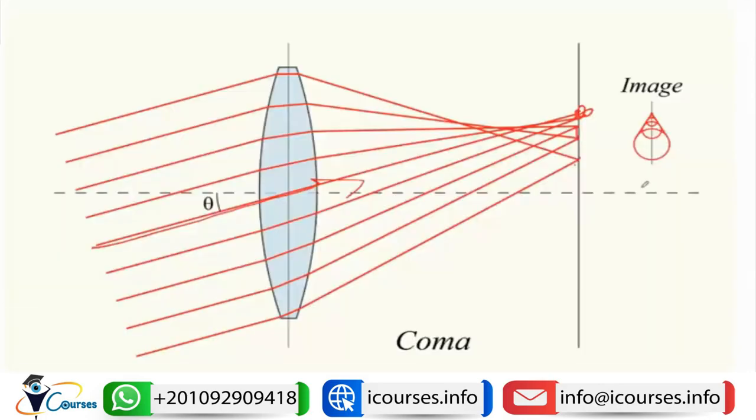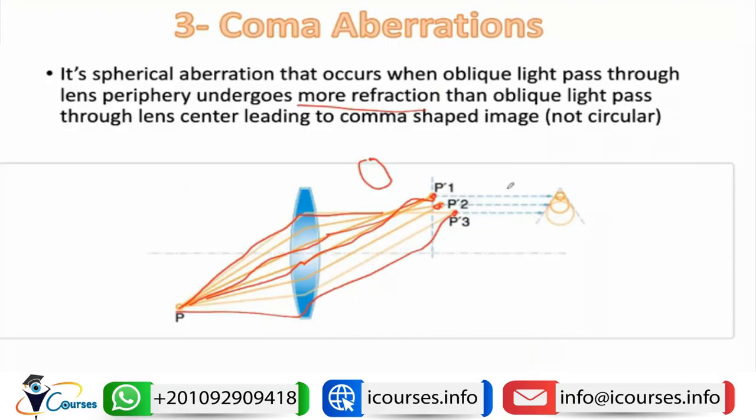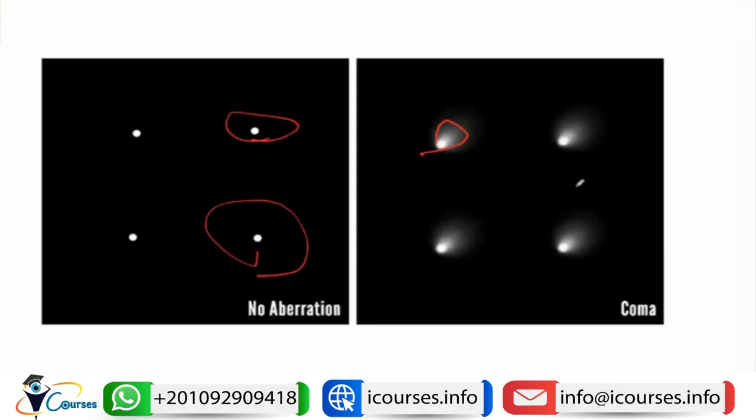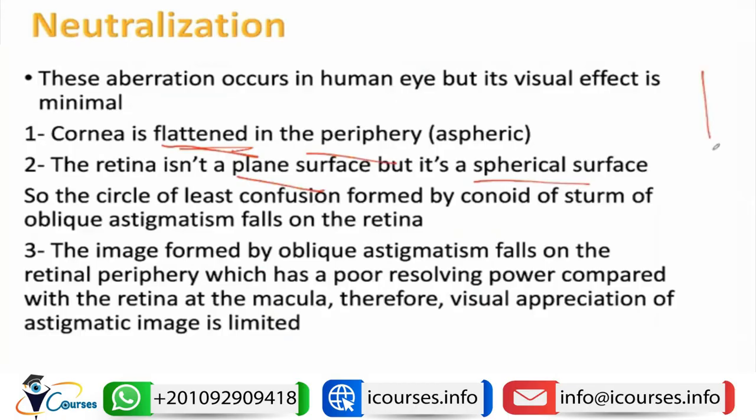So here, the unequal magnification will have the same effect as the oblique astigmatism, so it will form a circle of least confusion. And since the retina is not flat but curved, this circle of least confusion will form on the retina, falling on the same curvature of the retina, eliminating its blurring effect.